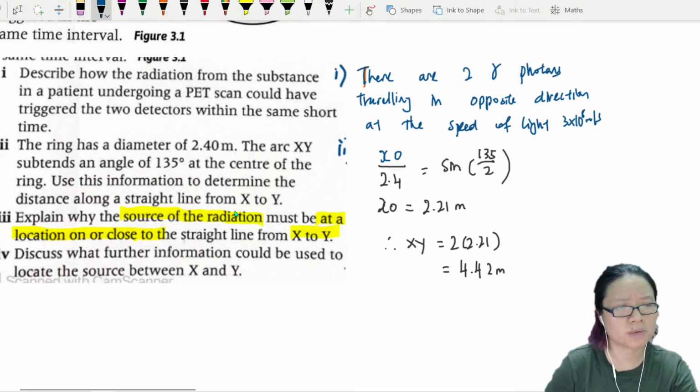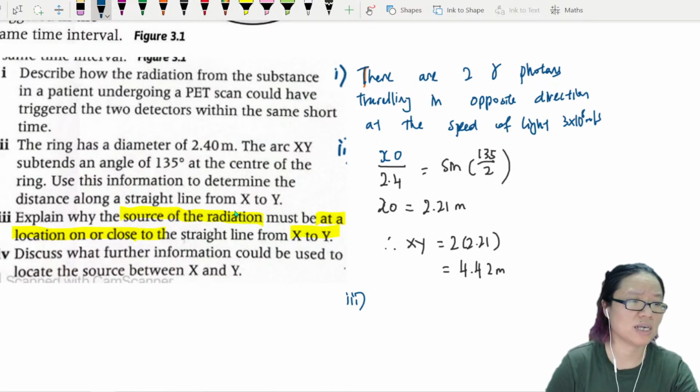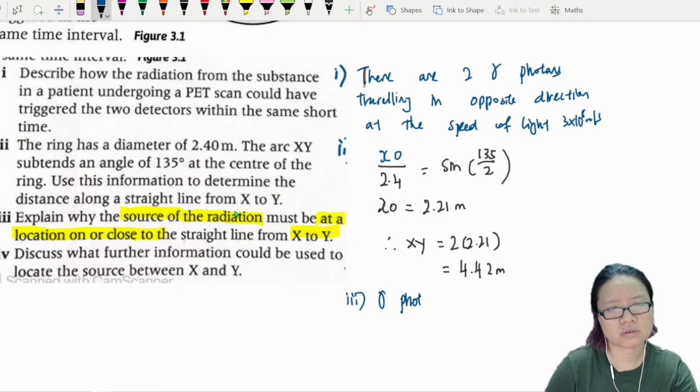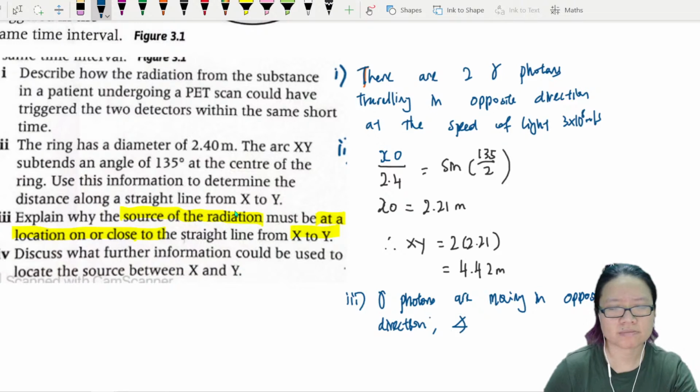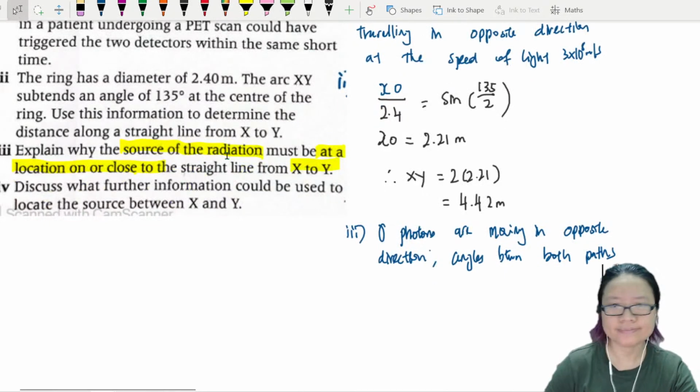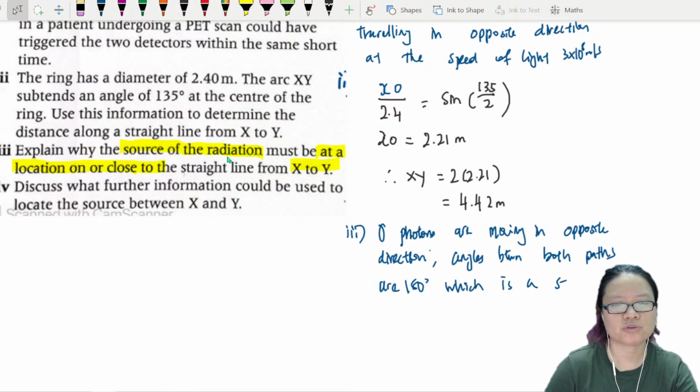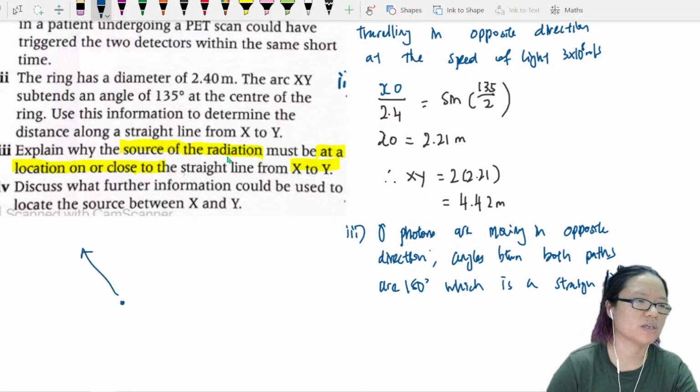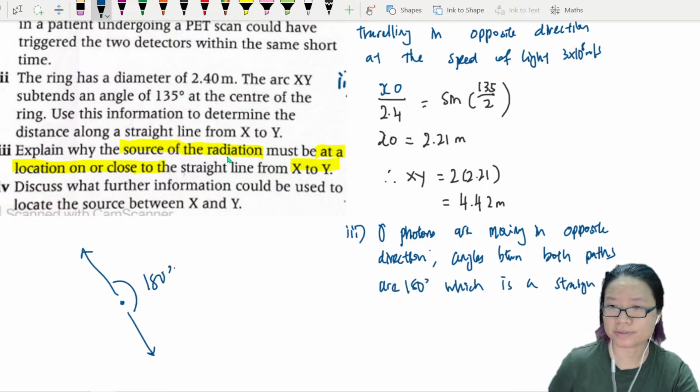So I guess for this part, we can say that the gamma photons are moving in opposite direction. And because they are moving in opposite direction, the angle between both paths, don't write short, is 180 degree, which is a straight line. Okay, so think of this annihilation process, one in this direction, one in this direction. Here to here is 180 degree. Gamma, gamma.